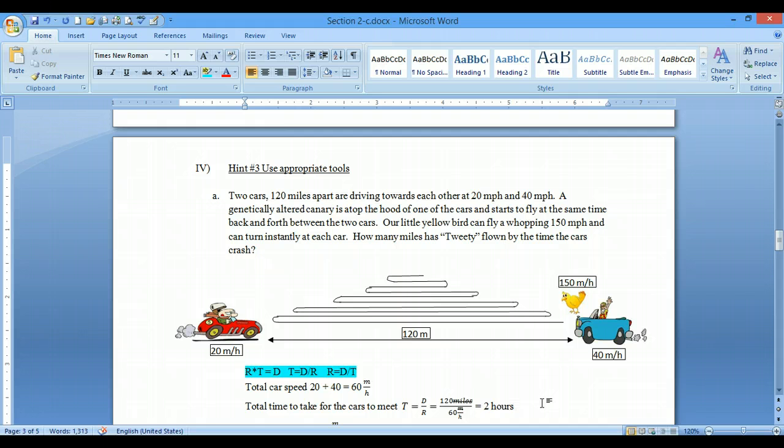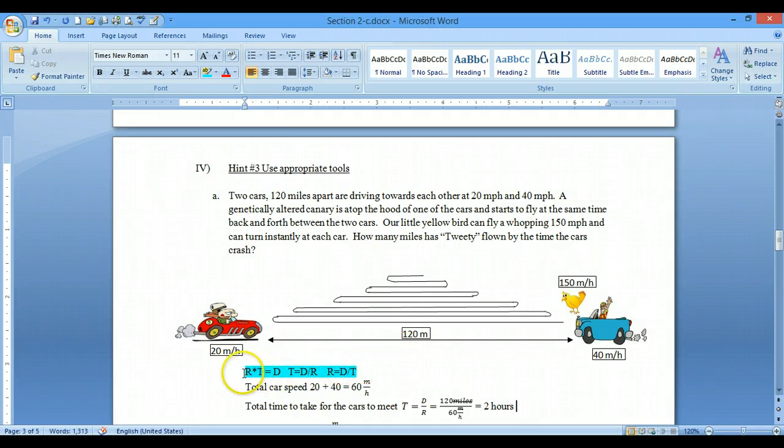So in 2 hours, these two cars will meet, and this little canary can only fly for 2 hours. Okay, so now I have the canary flies at 150 miles per hour, and he has 2 hours to fly. So I have time and rate.